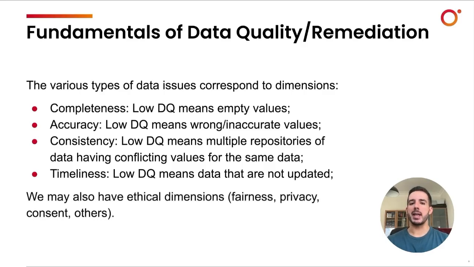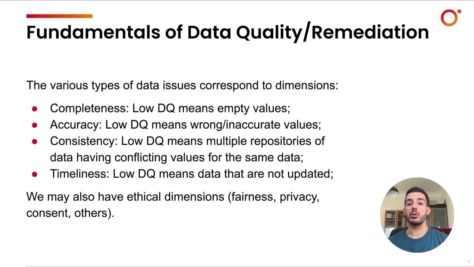And we may also have, besides these standard dimensions, other ethical dimensions. So for example, fairness, privacy, consent, or others. For example, does a dataset have high quality according to the consent dimension or not? These data that were collected, did we obtain consent from the person or not at all? Or privacy, are we keeping these data secure in terms of how sensitive they are? Or are they even classified in terms of sensitivity? We can have high data quality or low data quality according to those ethical dimensions as well.